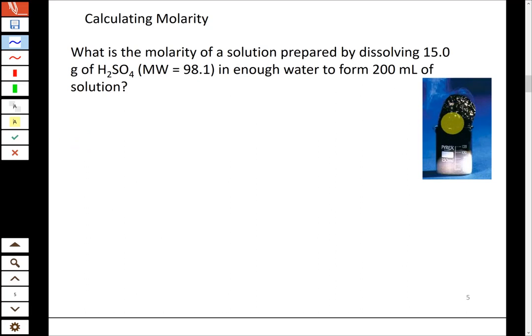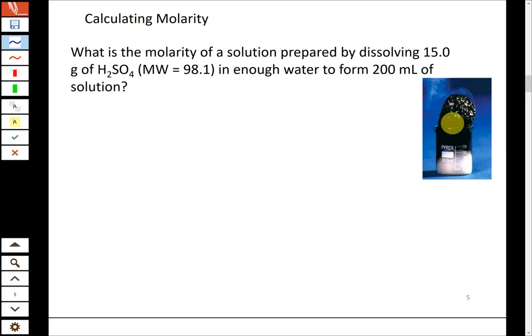Now this picture here is not sulfuric acid. This is what happens if you add sulfuric acid to paper or cotton. It just tears it apart. So it's pretty nasty stuff. So if you're working with sulfuric acid in the lab, don't bathe yourself in it. I would certainly not recommend that. It will destroy clothing, and it will do a number on your skin as well. But anyway, that's not important for this problem. We just want to calculate the molarity of the solution.